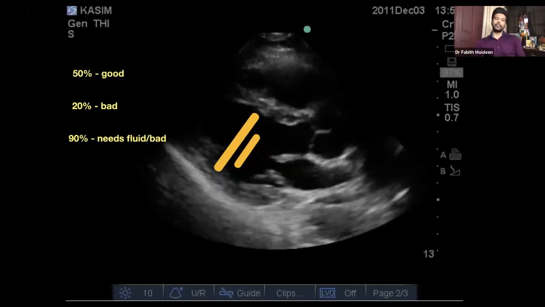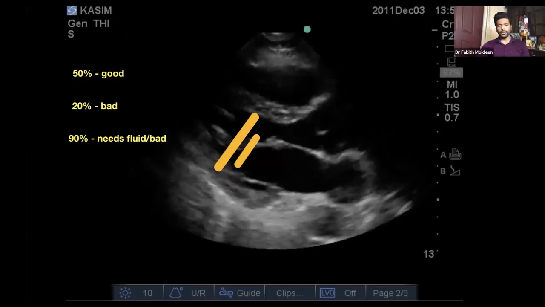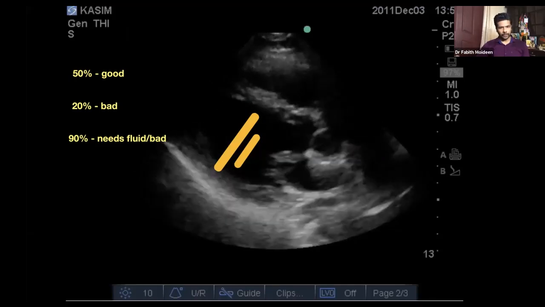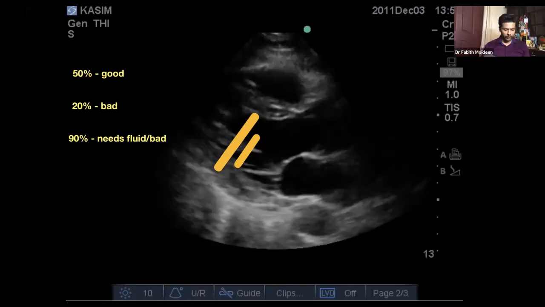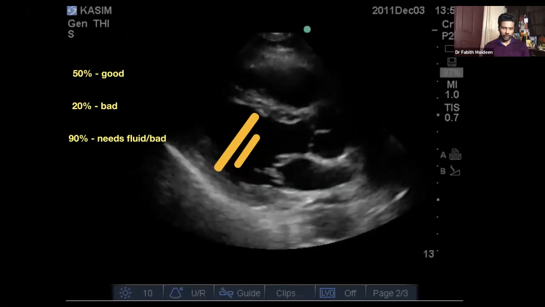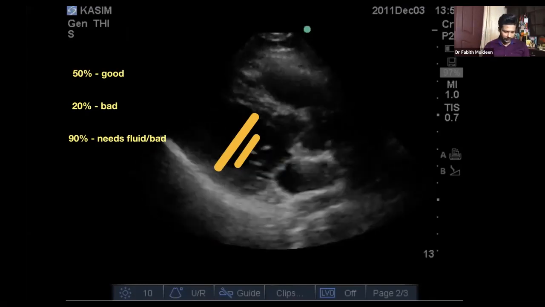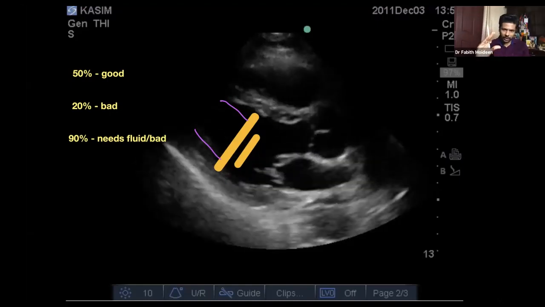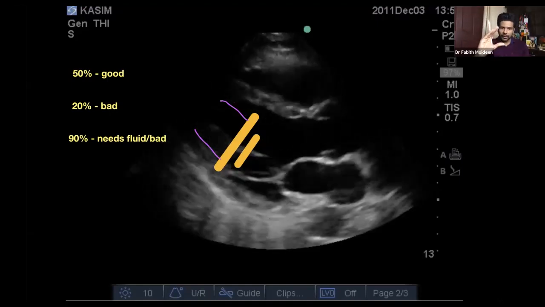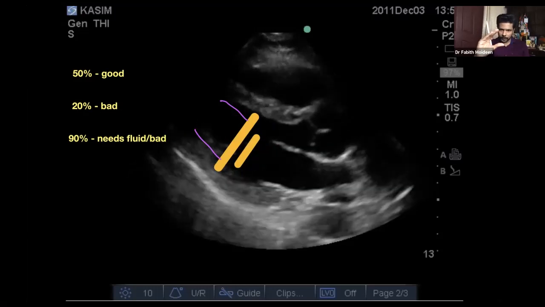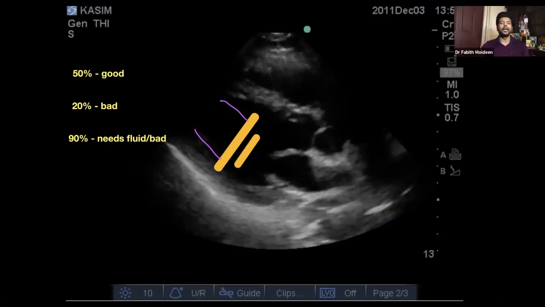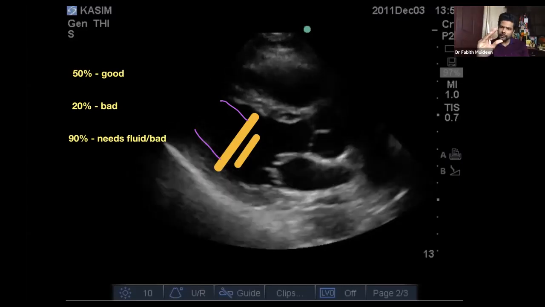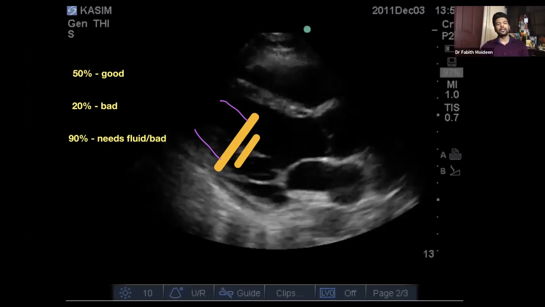Now, coming to the LV function. How do you assess LV function? I'm talking about the eyeballing of the LV. You're going to see the chamber collapse. You can see the black thing here. The black is the chamber, that's blood. You're going to see how much it is collapsing. If the chamber is collapsing 50%, it's a good LV. If the chamber is collapsing only 20%, it is not a good LV.